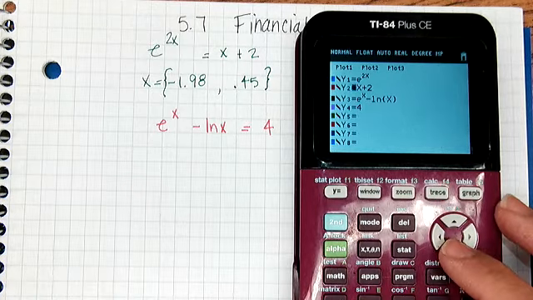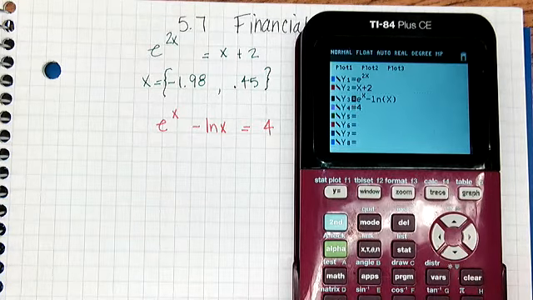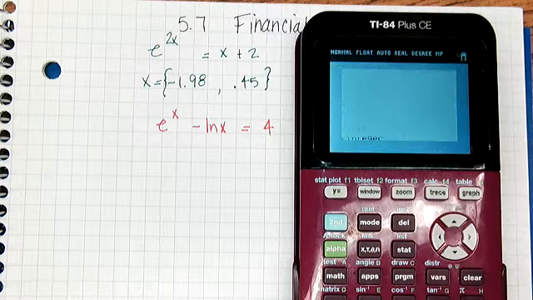You've got 10 options for your y equals, so why clear all that? Just turn them off and on. Turn them on. e to the x minus ln x. I really have no idea what that looks like, and you're not expected to know what that looks like either. Again, I'm going to do a zoom 6. That's e to the x minus ln x.